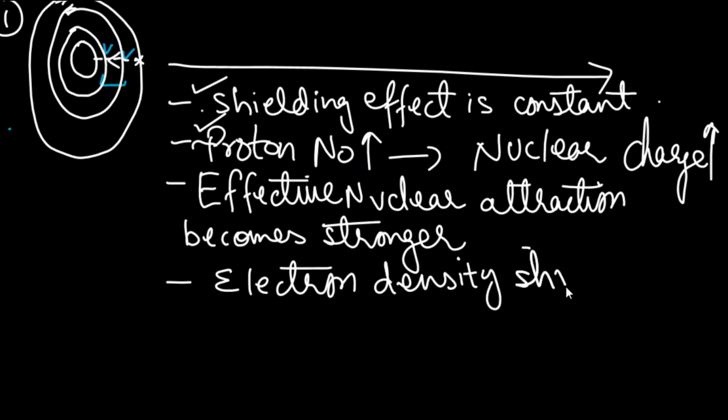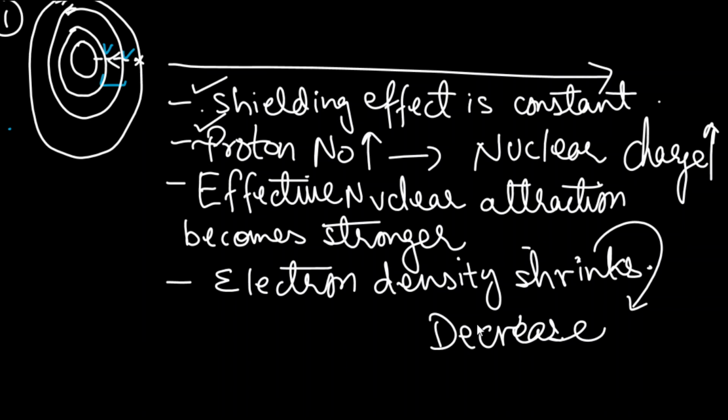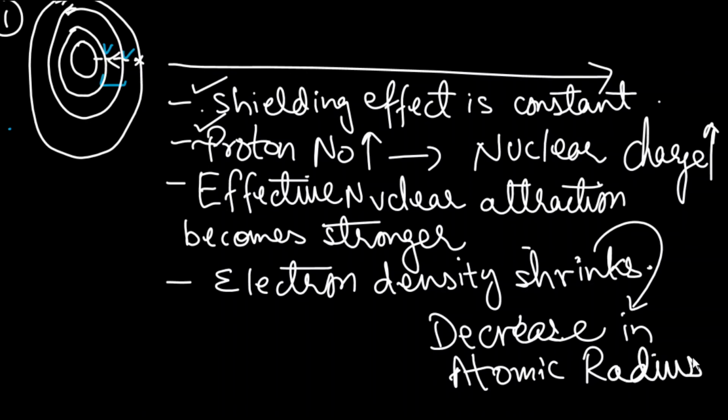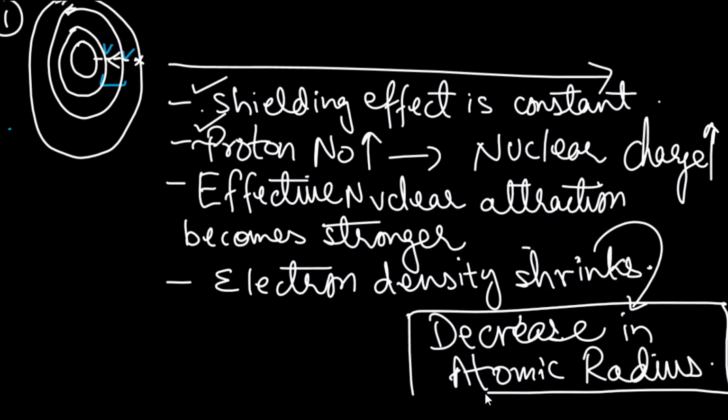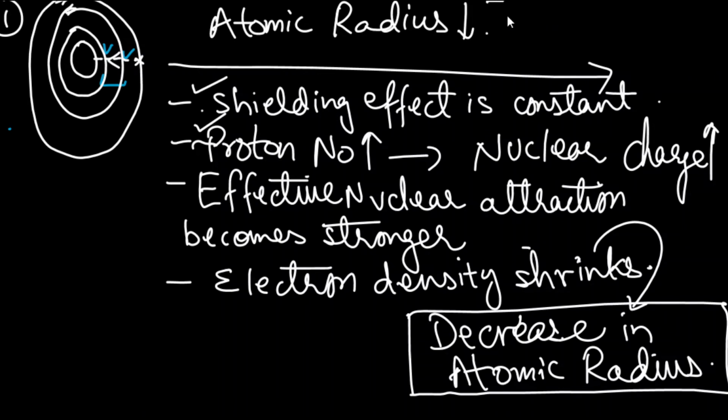And if the electron density shrinks, then what does that result into? This shrinkage would result in an increase in the radius or a decrease in radius? This results in decrease in radius as you go across the period. Very good. Okay, decrease in atomic radius. So this is the second trend that you guys must know, that as you go across the period, the atomic radius actually shrinks.